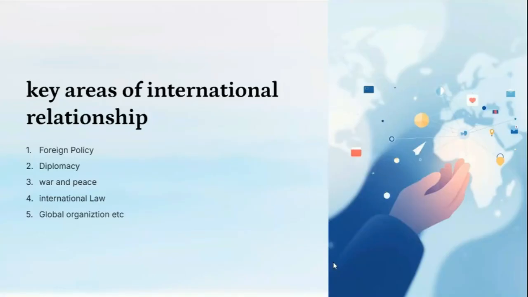Then we'll talk about war and peace. Of course, countries that are at war, countries that are fighting, they promote peace. So a relationship between two countries can interact when there is a conflict, a crisis, a war. That relationship is there. Then we have international laws, and we have global organizations. So we'll talk about all these things, we'll pick them and then discuss them.